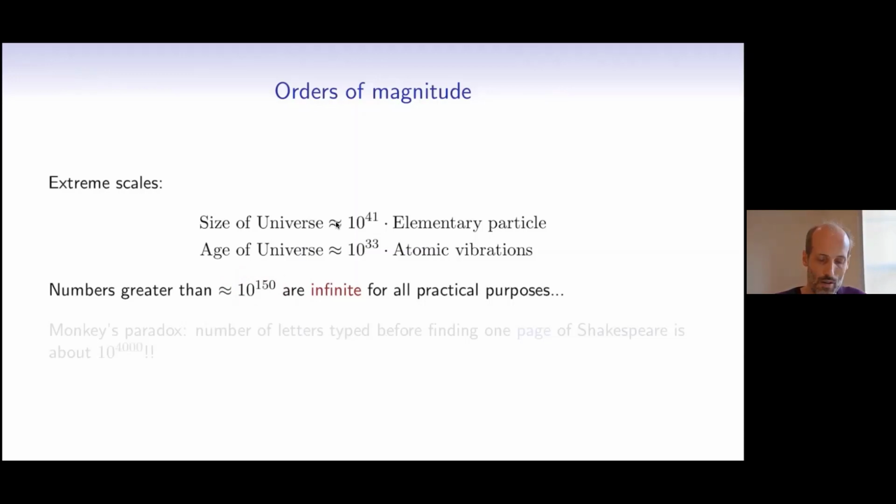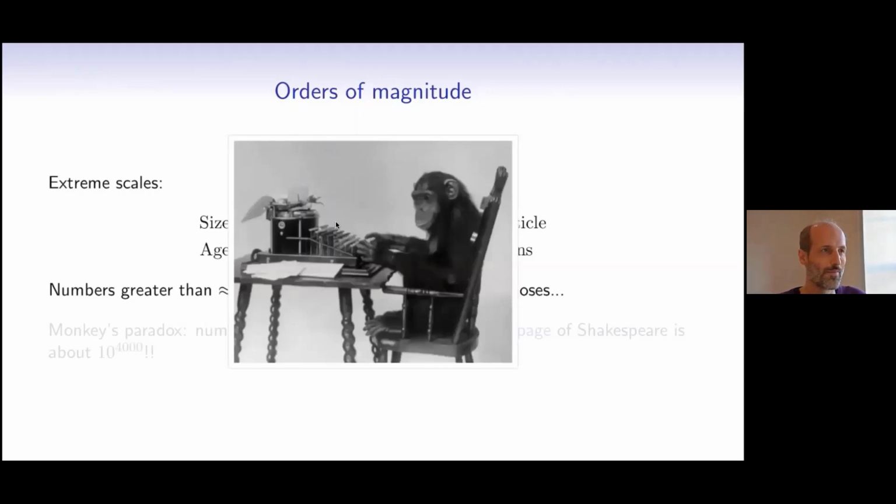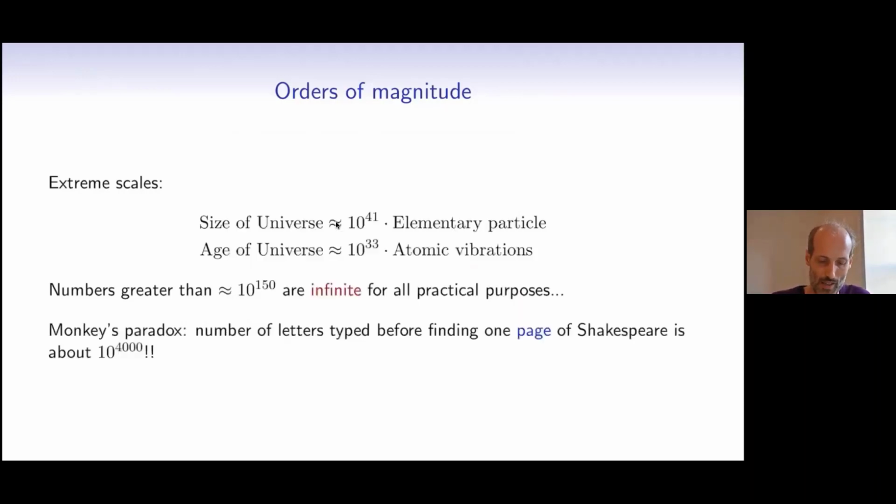Now, you've probably all heard the story of the monkey's paradox, right? Where people say, if you put a monkey in front of a typewriter and you let the monkey type for long enough, then eventually, just by typing randomly, the monkey will produce the collected works of Shakespeare. Now, the operative word there is long enough. So if you do a little calculation, what you find out is that the number of letters that your monkey would have to type before having a chance of finding one page of Shakespeare, let alone the whole collected works, would be about 10 to the 4,000, right?